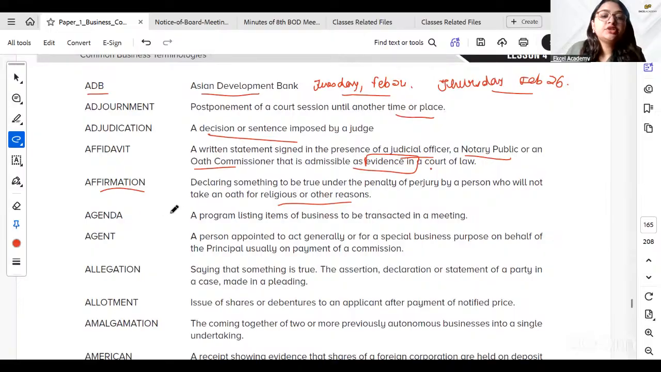All right. Agenda, something that we just understood. It is a list of items that are to be transacted in a meeting. Agent, a person appointed to act generally or for special business on behalf of a principal, usually on payment of a commission, right?